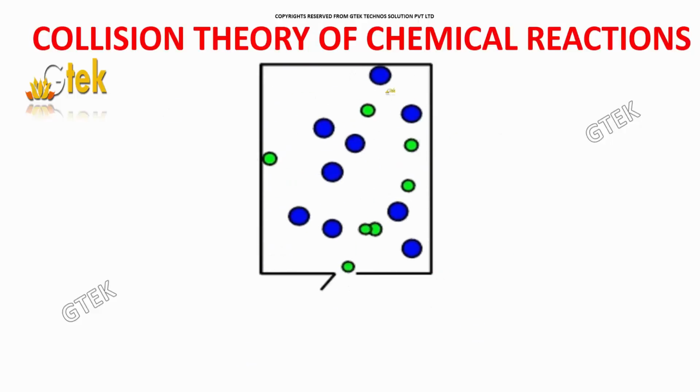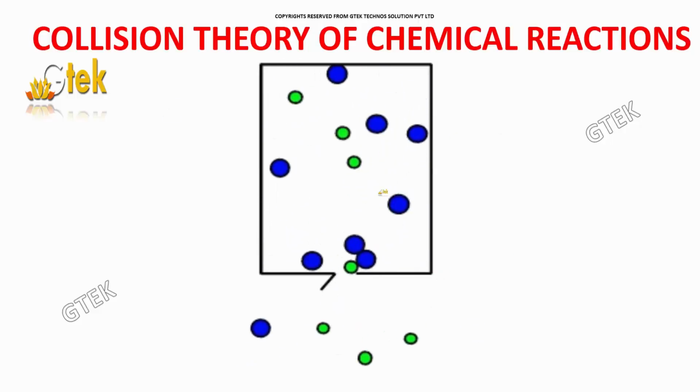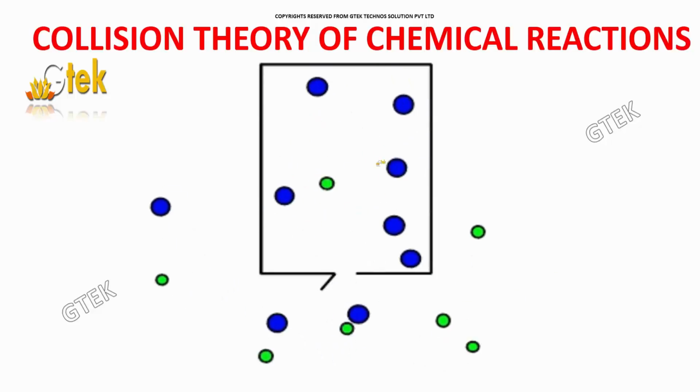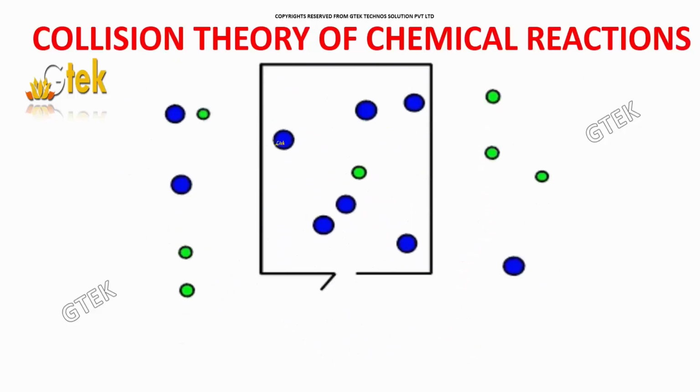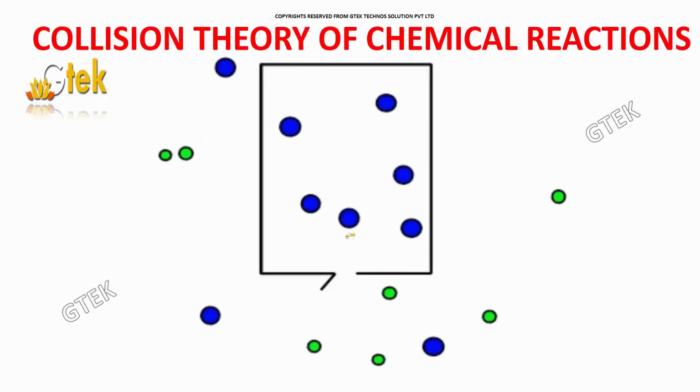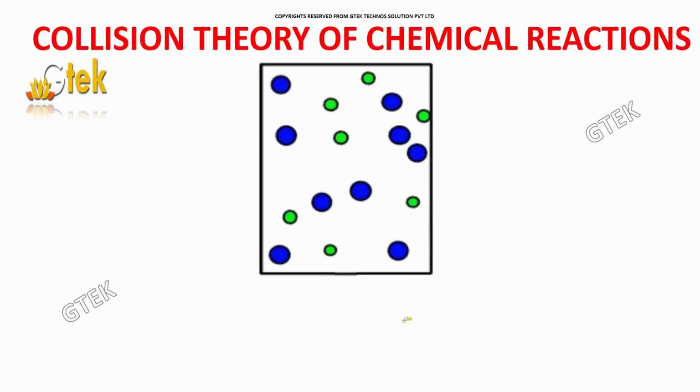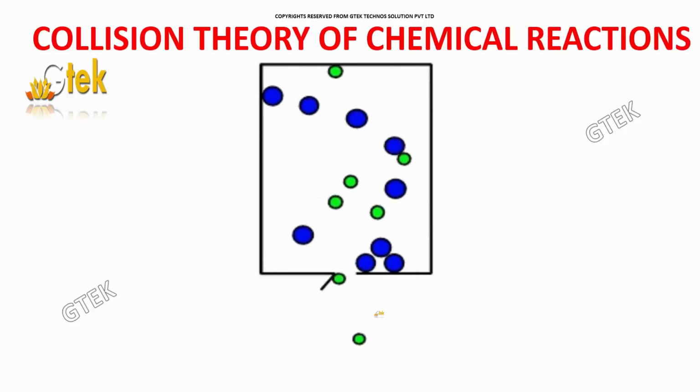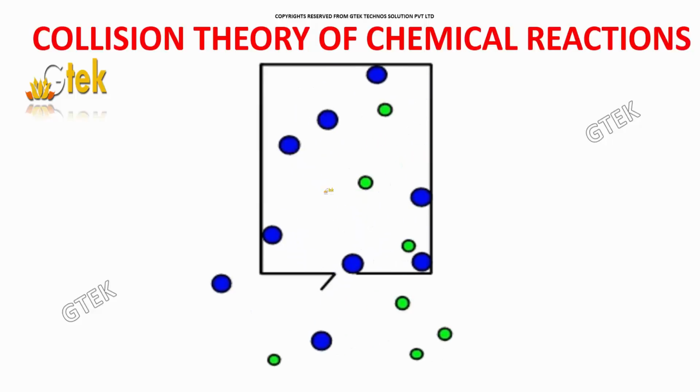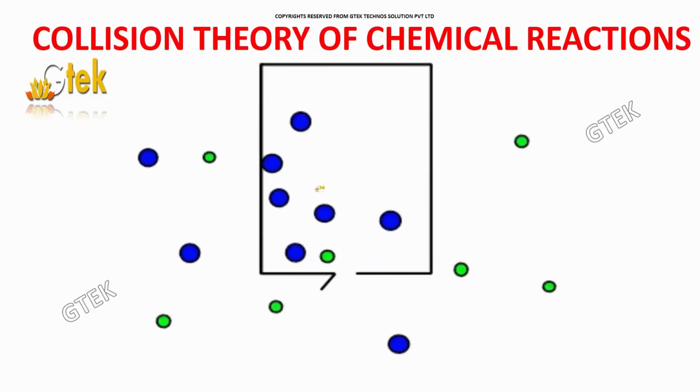This is on the collision theory of chemical reactions. The molecules inside a container will start colliding, and afterwards, at a certain point, the molecules start moving out. We'll discuss more on the collision theory of chemical reactions now.